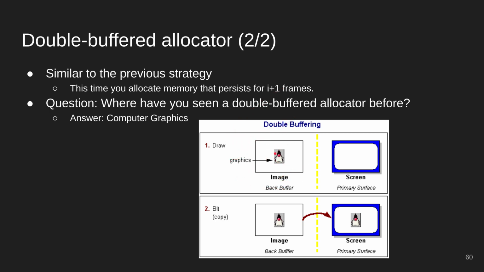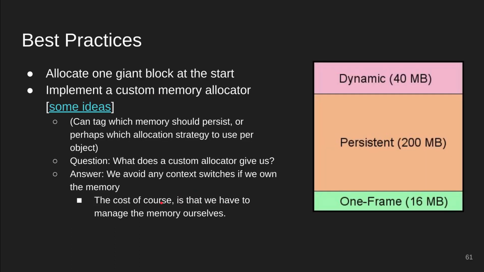And then the next frame, you display onto the screen that image. Then you start drawing what the next frame is going to be. So that's the idea of a double buffered allocator. Sometimes we just call this double buffering, but again, it's the idea that for every frame that you draw, you've pre-allocated enough memory to draw an image on.